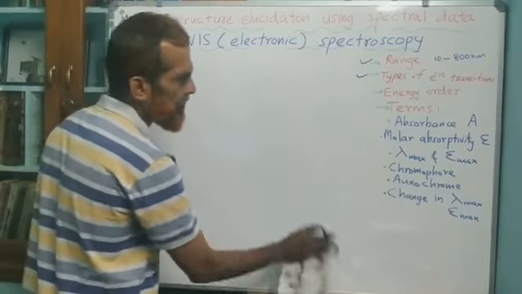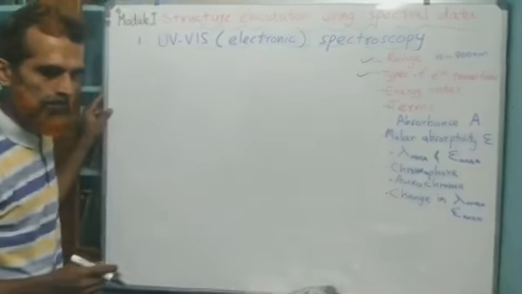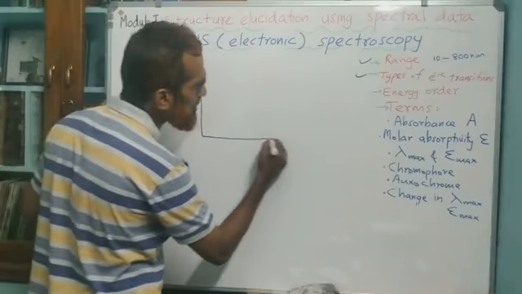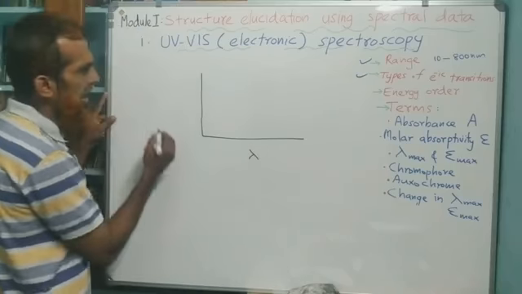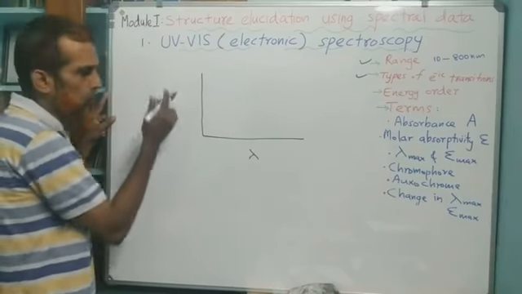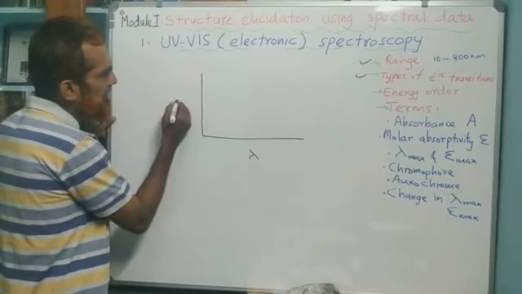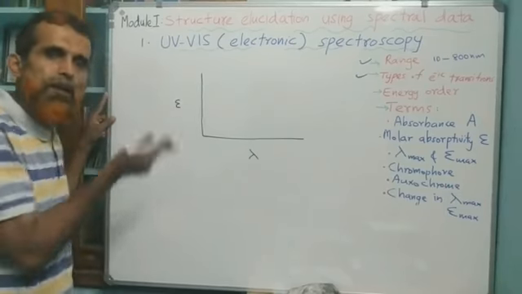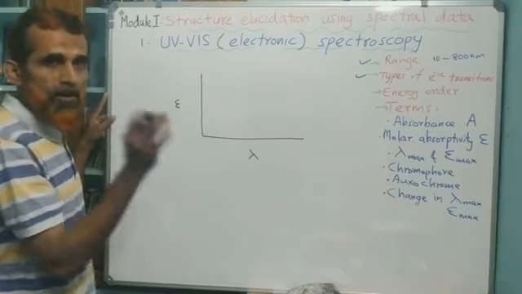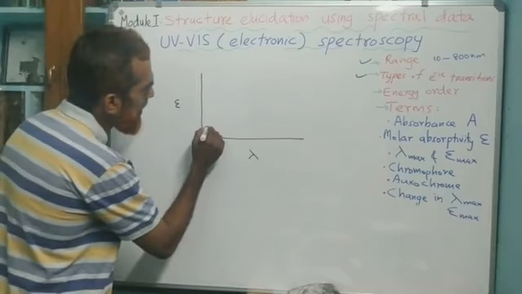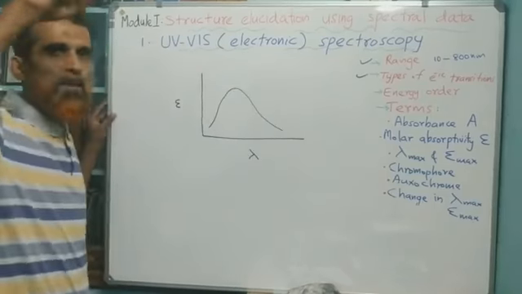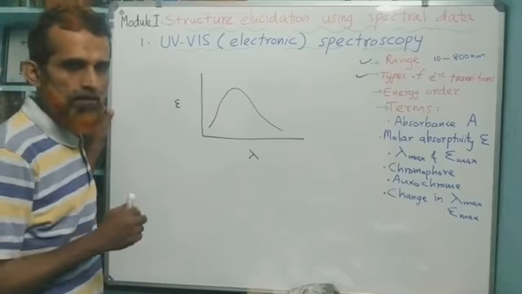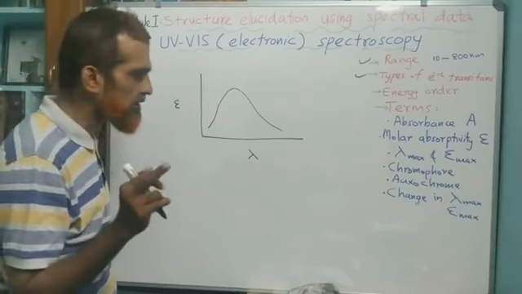Then, coming to lambda max and epsilon max, the next terms. Let us see how an electronic spectrum is plotted. It is plotted between wavelength lambda and intensity of absorption, which is represented sometimes using epsilon or absorbance or log epsilon, etc. This electronic spectrum looks like this. You get a very broad peak, not very sharp. That is the speciality of an electronic spectrum.